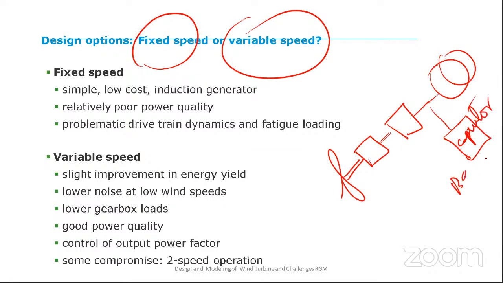Capacitor bank will be here. Okay, rotor, gearbox, generator, and grid. Yeah, this is the capacitor bank. So this is called a fixed speed turbine.